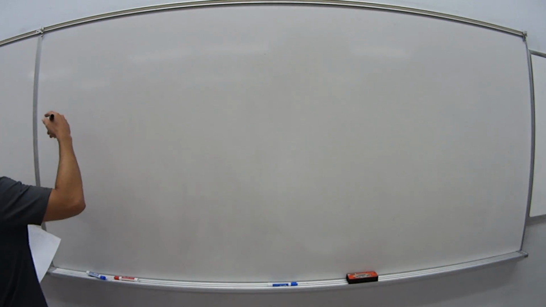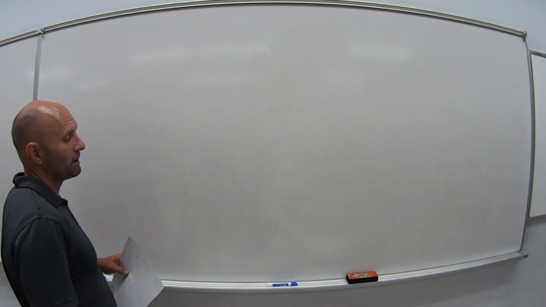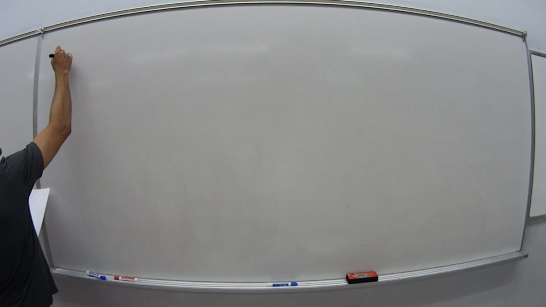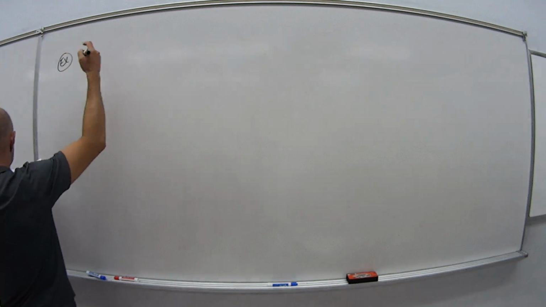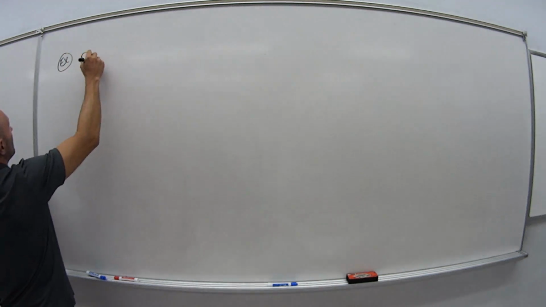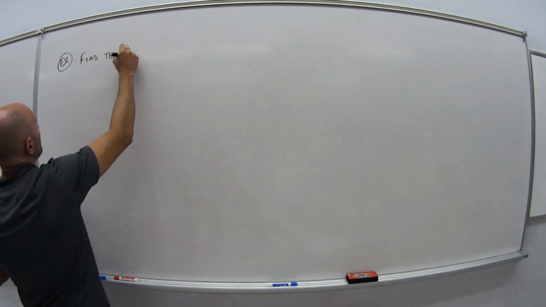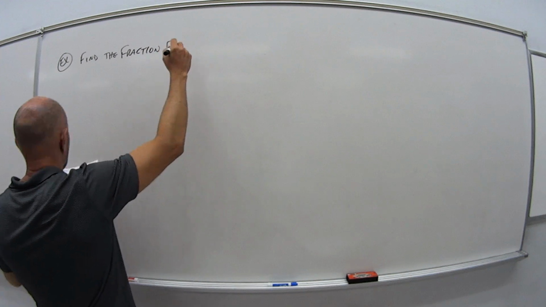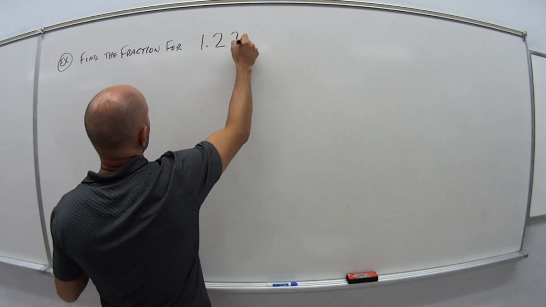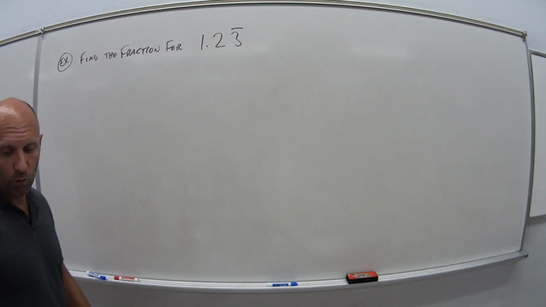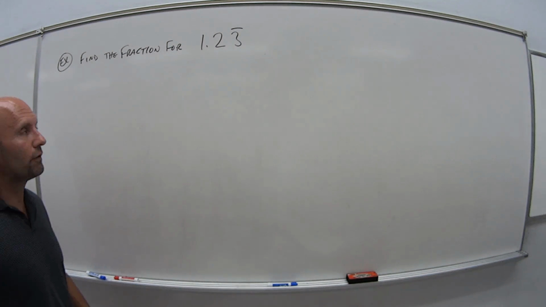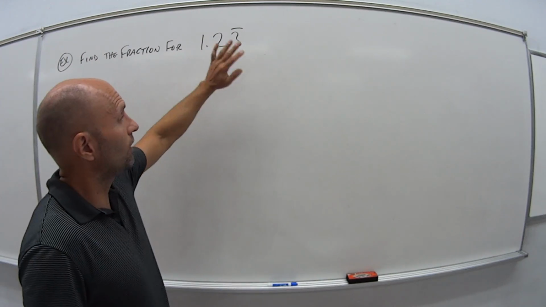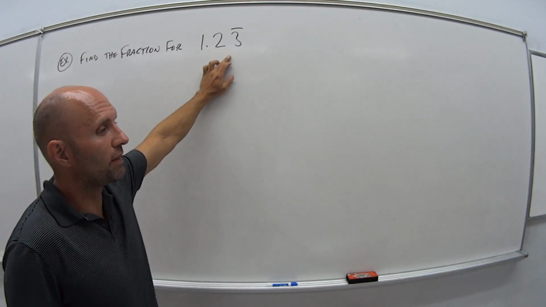So we looked at 0.3 with the 3 repeating, that was 1/3. This example here, let's say I want to find the fraction for 1.23 with the bar over the 3. So the bar over the 3 means what? It means the 3 repeats. Nothing else in this problem is repeating other than the 3.